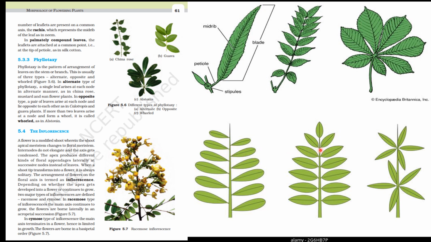But in the opposite type of phyllotaxy, a pair of leaves arise at each node. Now, in the case of Alstonia, we can see that several leaves arise at a node and form a whorl. It is called the whorled type of phyllotaxy.